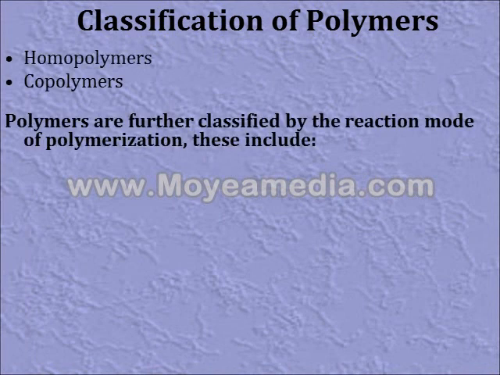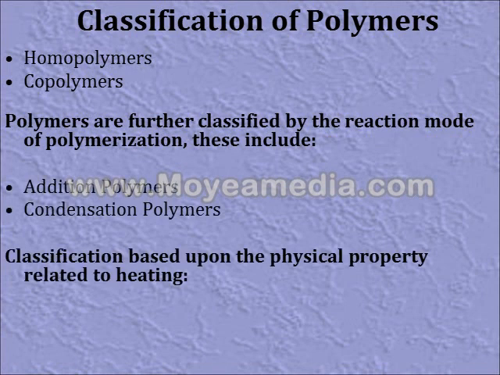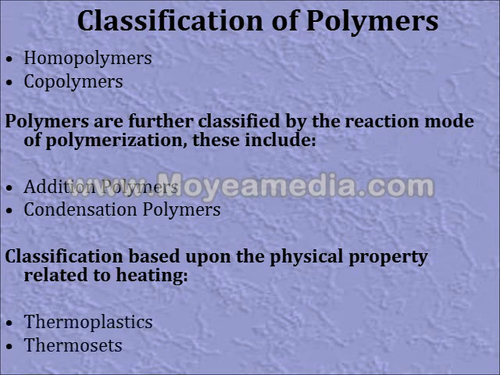There are different classes of polymers. The two broad and main classes of the polymers are the homopolymers and the copolymers. Polymers are further classified by the reaction mode of polymerization, which include addition polymerization and condensation polymerization. Classification based on the physical properties related to heating are thermoplastic and thermosetting.